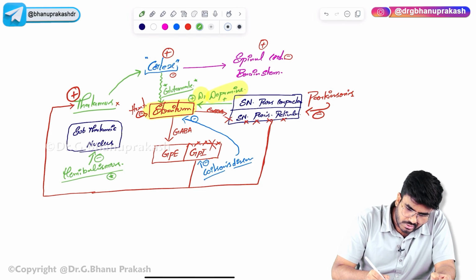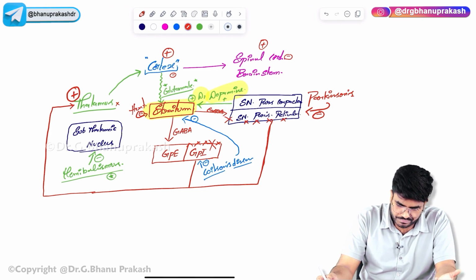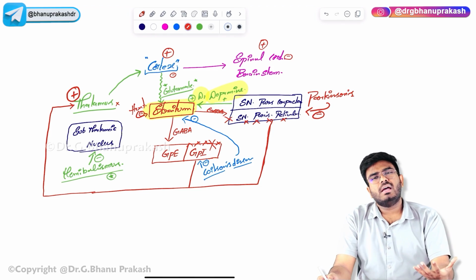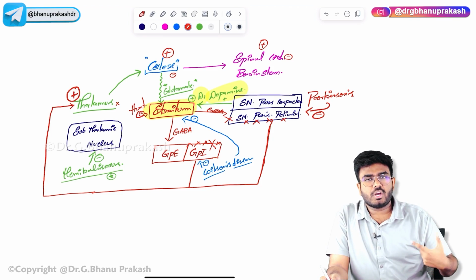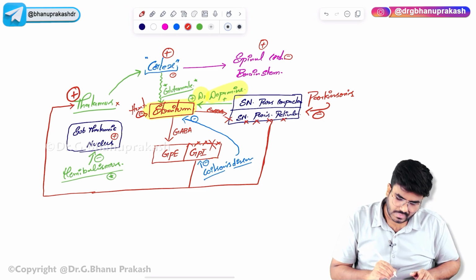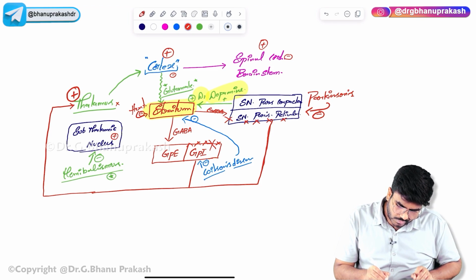See, the subthalamic nucleus is going to produce glutamate, and it helps in the indirect pathway. There is something called the indirect pathway. Once the subthalamic nucleus is activated, for example, it is going to produce glutamate.